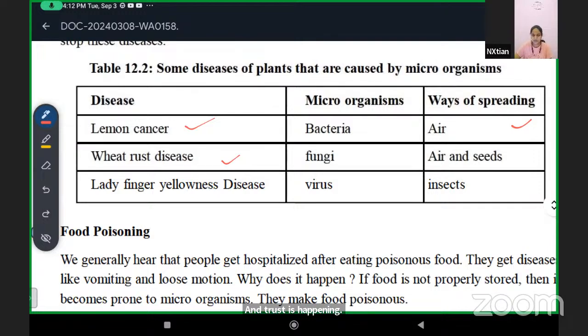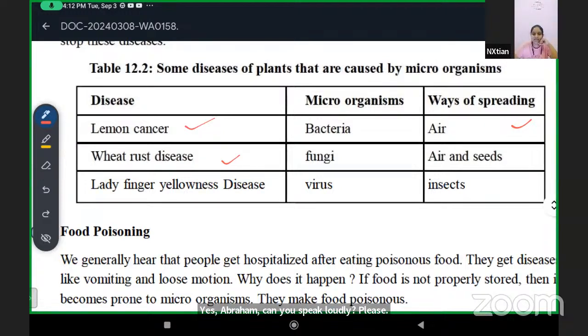And ladyfinger yellowness is, I think, the ladyfinger turns yellow from the inside, something like that, maybe. Okay, we all forgot that it's diseases of plants. Ma'am, I just found out what wheat rust is. Yes, Abraham, can you speak a bit louder, please? Found out what is wheat rust, ma'am. Okay, what is it? Can you tell us?